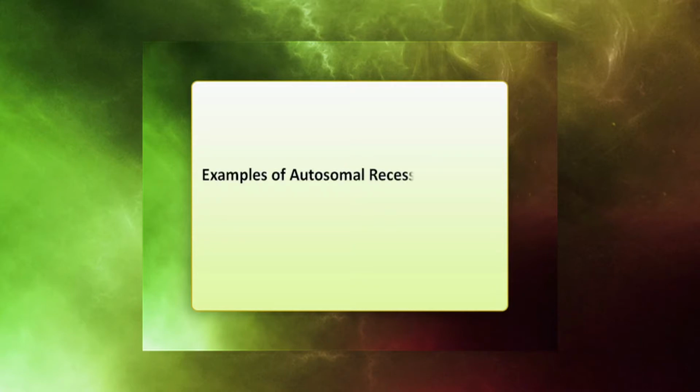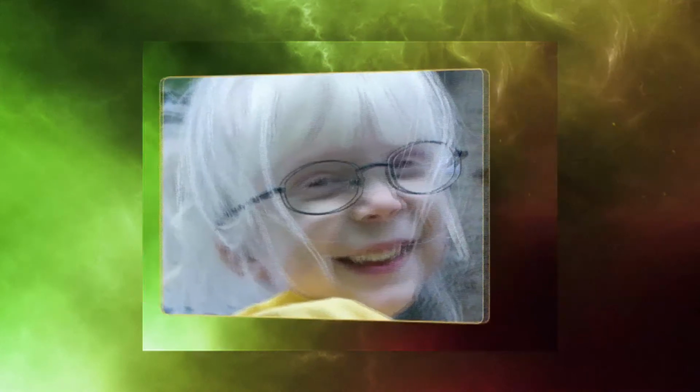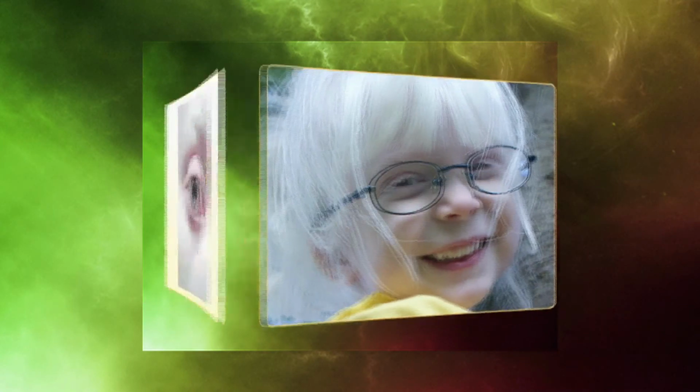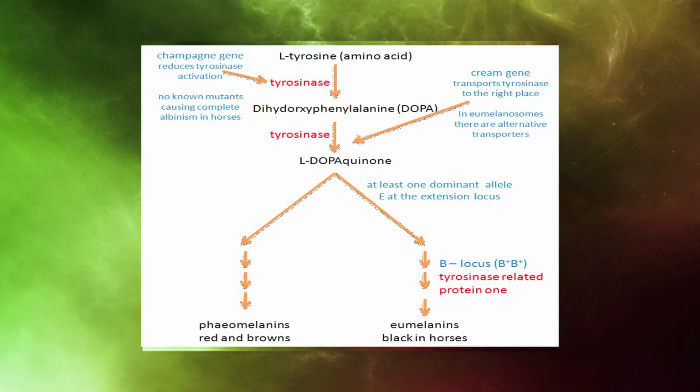Now, let me give you a few examples of autosomal recessive disease. Number 1 is albinism. There is lack of pigment in the skin, hair, and eyes due to a deficiency in one of the enzymes, for example tyrosinase, that is necessary for formation of melanin pigment from tyrosine. Lack of pigment may cause visual problems and sensitivity of the skin to light.